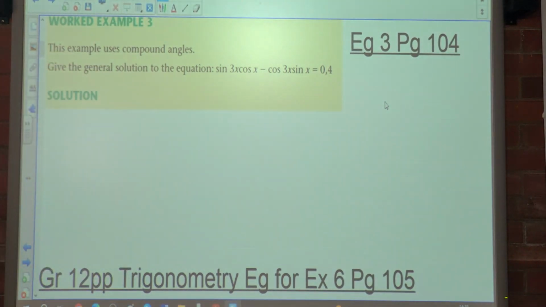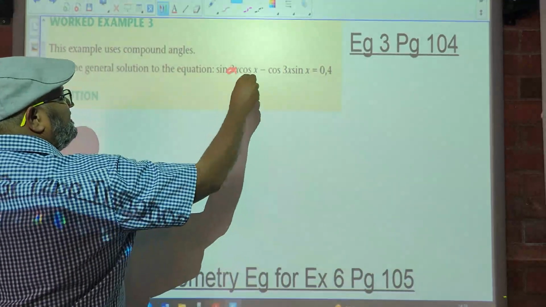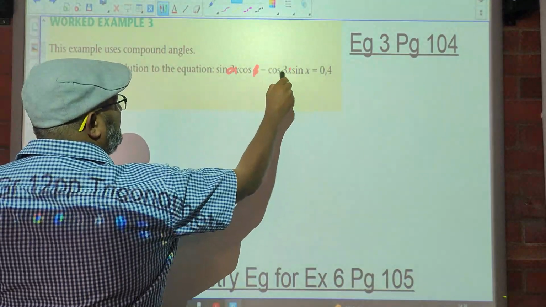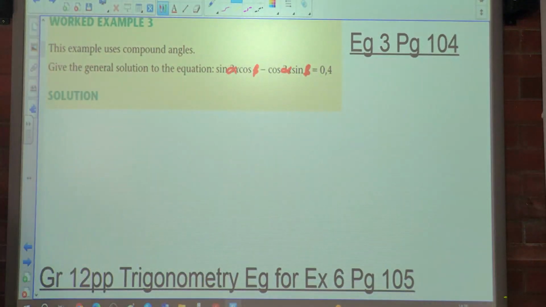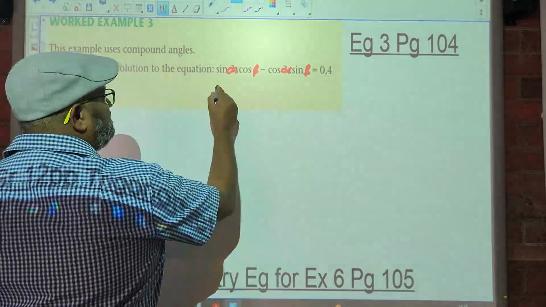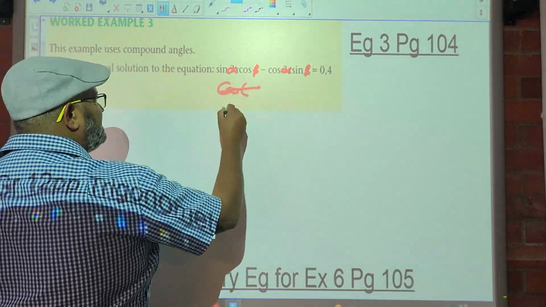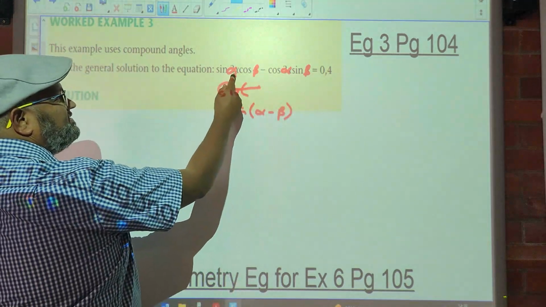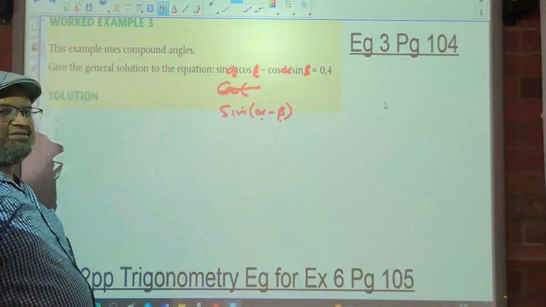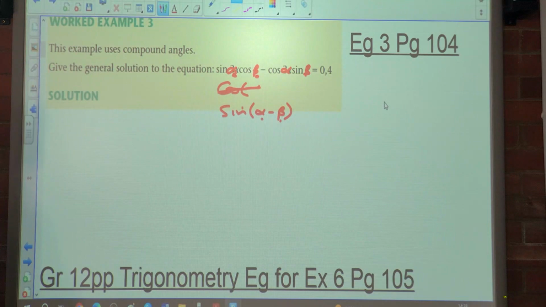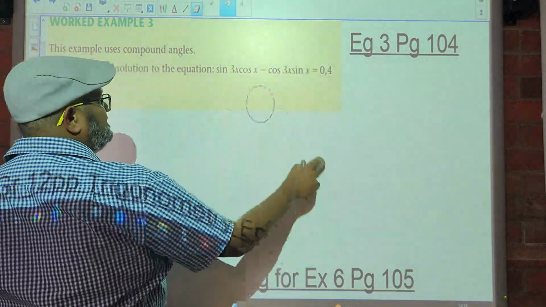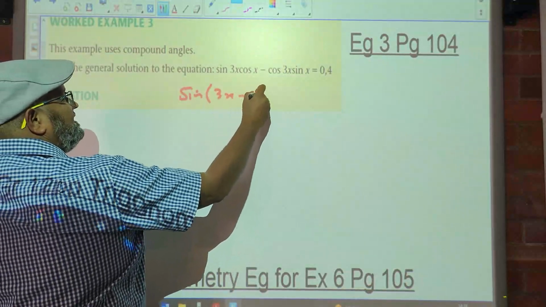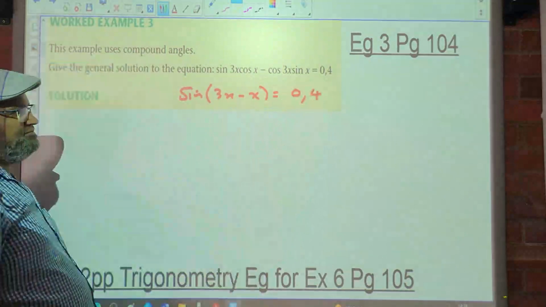People, if 3x was alpha and x was beta, then this would have read sine alpha cos beta minus cos alpha sine beta. Which rule is that? Sine rule. Plus or minus? Minus. So that would be sine of alpha minus beta. And what's the alpha angle here? 3x. And here? x. So it's going to be 3x minus x. You guys understand? So let's go. It's going to be your sine identity: sine of 3x minus x is equal to 0.4.